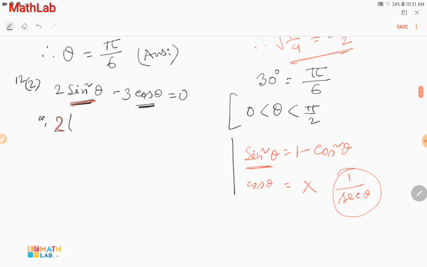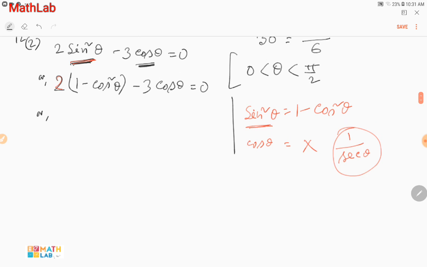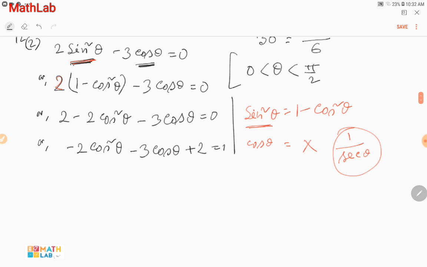Then our next line will be, for sine squared theta we can convert 1 minus cos squared theta minus 3 cos theta equal 0. Then multiply by 2, that will be 2 minus 2 cos squared theta minus 3 cos theta equal 0. Now rearrange it: minus 2 cos squared theta minus 3 cos theta plus 2 equal 0. Then we multiply by minus 1. We get 2 cos squared theta plus 3 cos theta minus 2 equals 0.